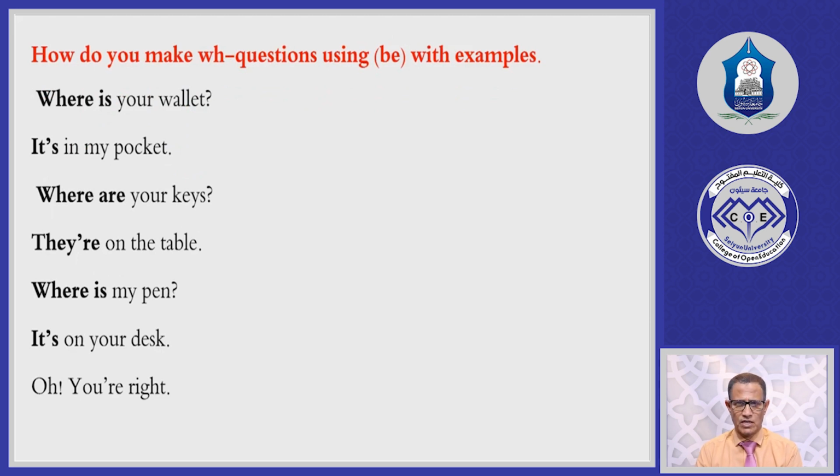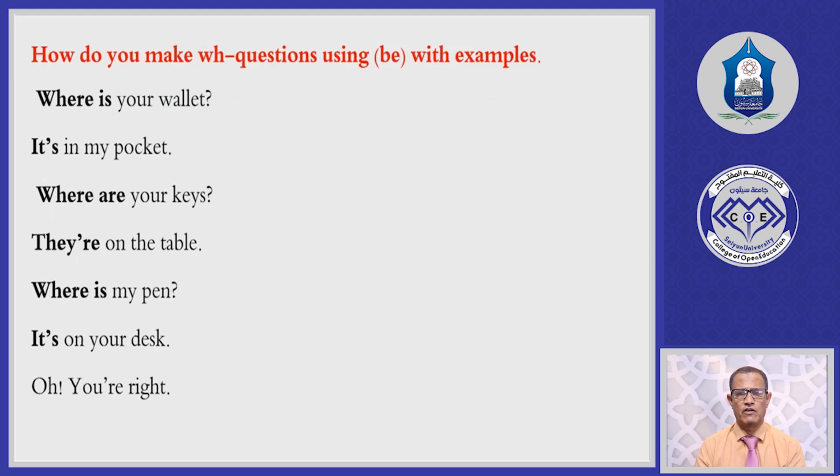Now, if you want to make a WH question using verb to be, how do you make it? First of all, look at these three questions. How do you make these questions? First, we have to use a WH word, for example where, when, why, what, which. All these are WH words, which are used to ask questions that involve information in their answer.